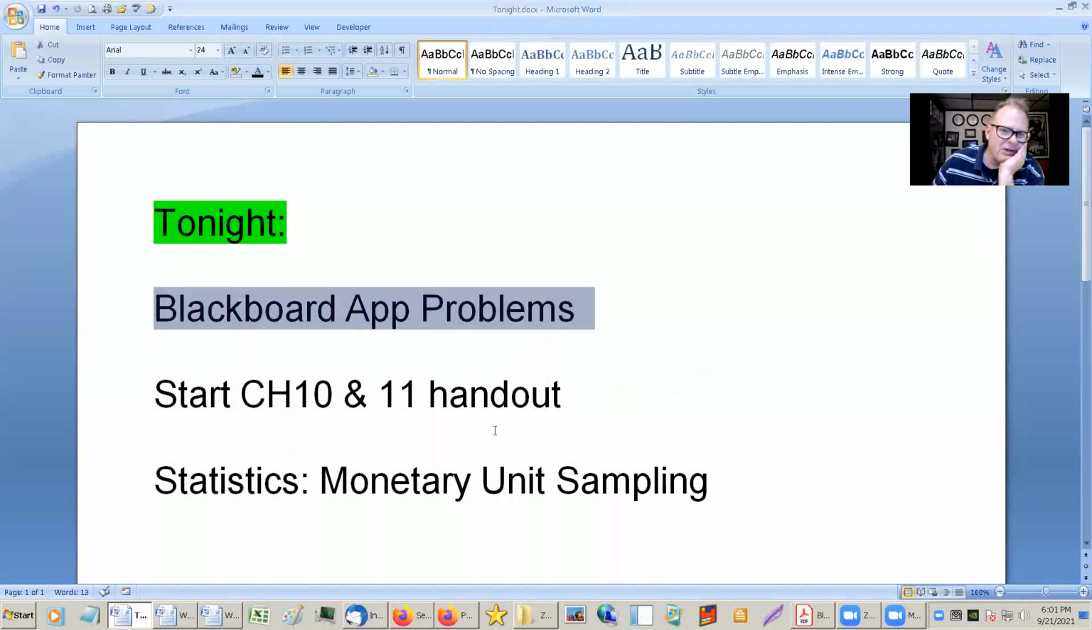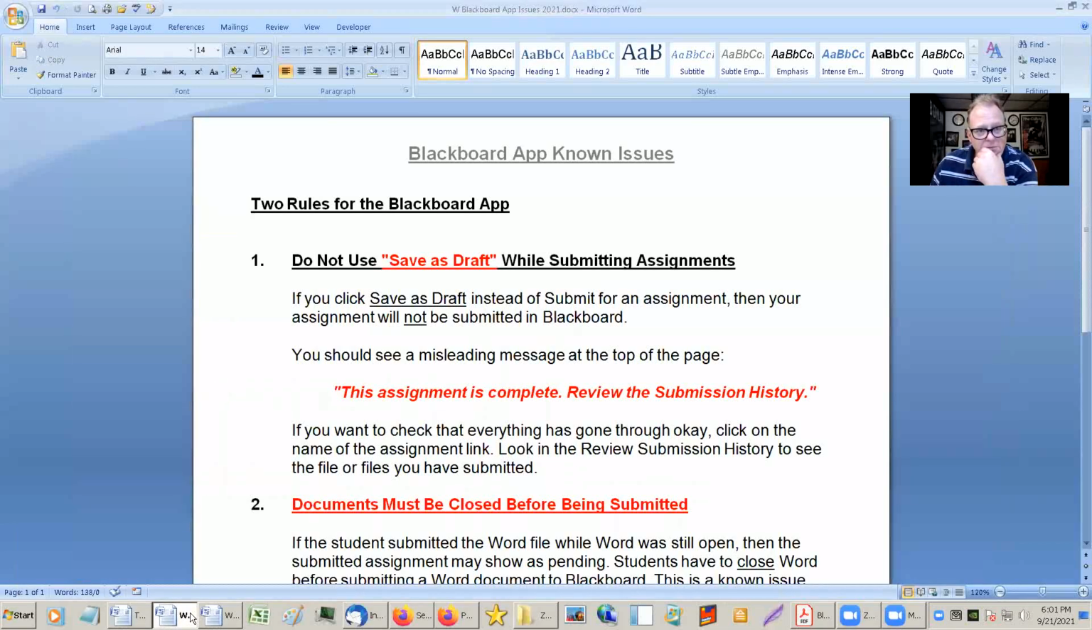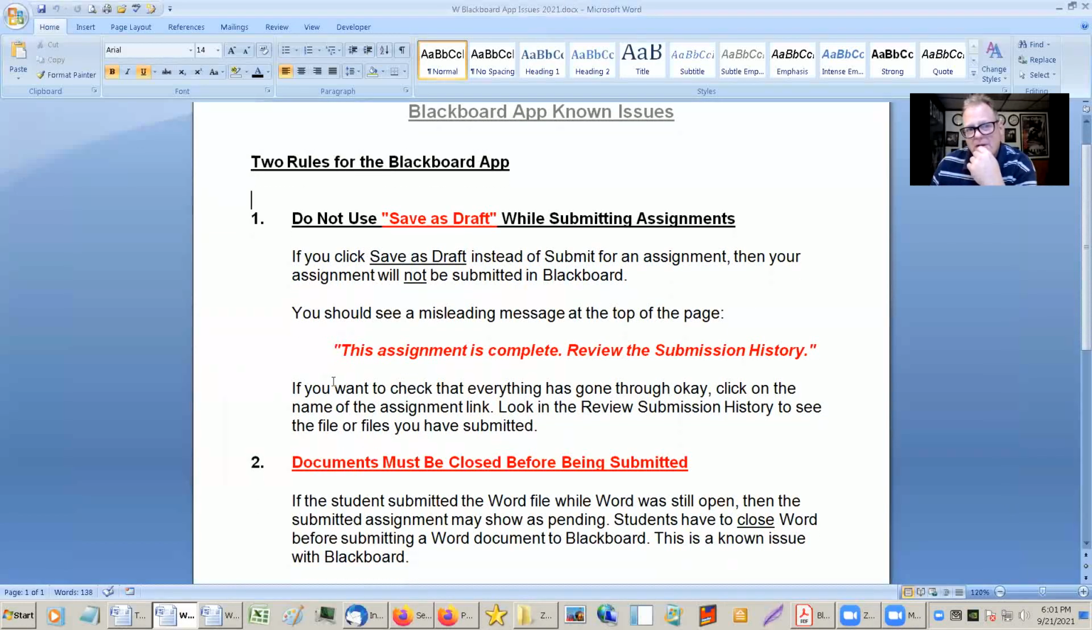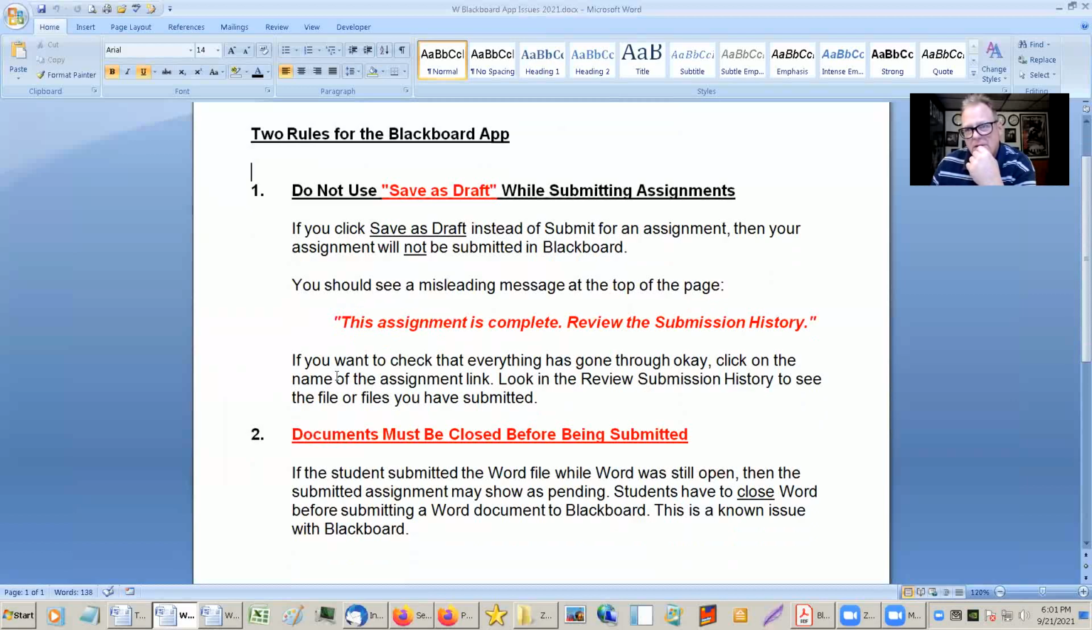So let's first go into this Blackboard app problem. There's actually 2 problems that have been noted that has been happening. And so I'm going to go over both of them. The first one I don't think happens that often. Do not use the save as draft while submitting an assignment.